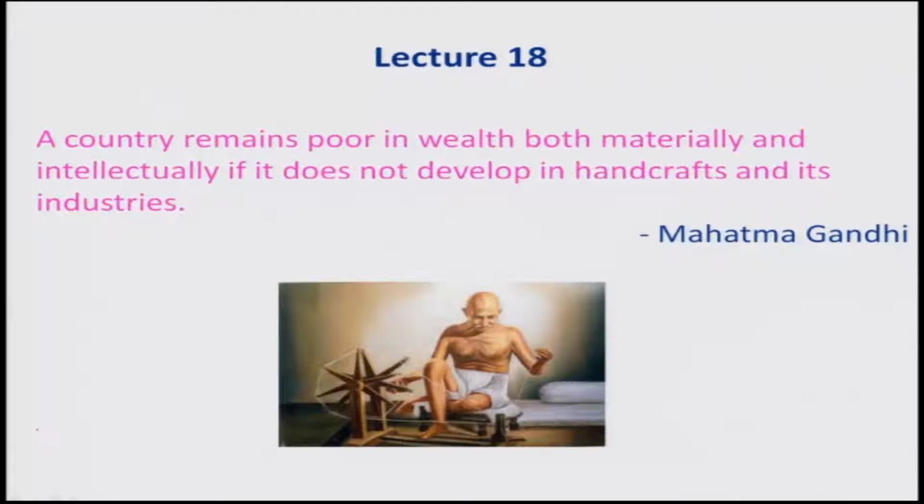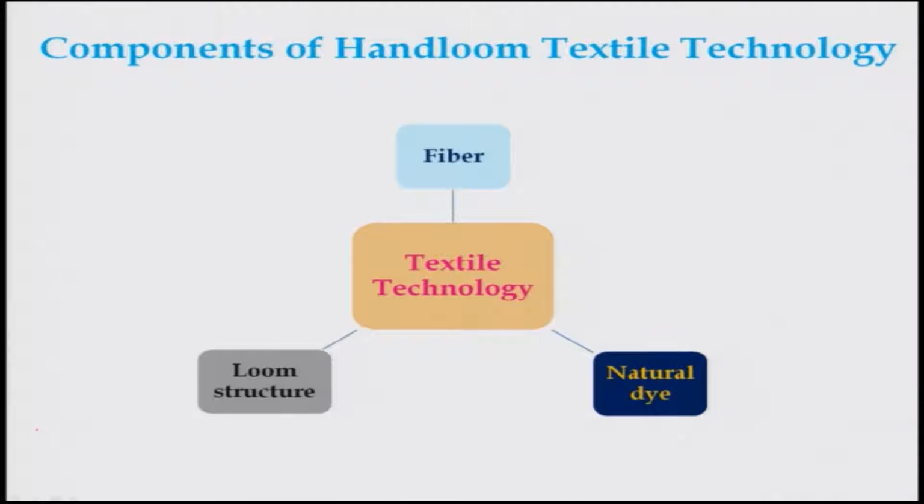Today we will look at the basic processes involved in cotton making, or you can say textile making. Handloom textile technology consists of three things. One is making the fiber from the main ingredients, for example cotton, silk, linen or jute. Then, how you weave the cloth into fabric in the loom structure. And of course you use dyes for better color and attraction. We will discuss these three components.